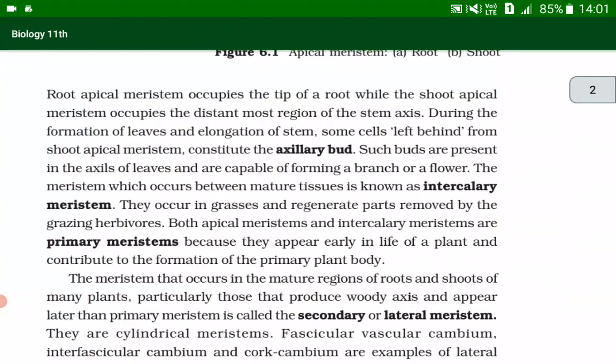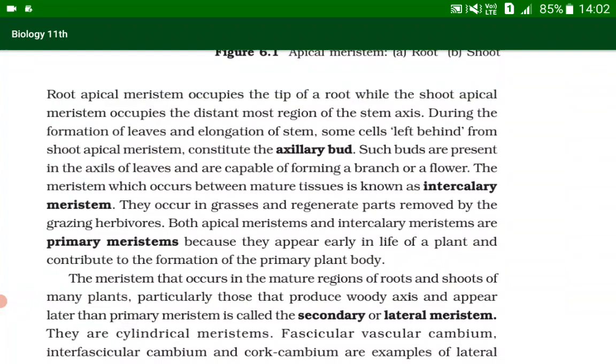Root apical meristem occupies the tip of a root, while the shoot apical meristem occupies the distant most region of the stem axis. During the formation of the leaves and elongation of the stem, some cells left behind from the shoot apical meristem constitute the axillary bud. Such buds are present in the axils of the leaves and are capable of forming a branch or a flower.